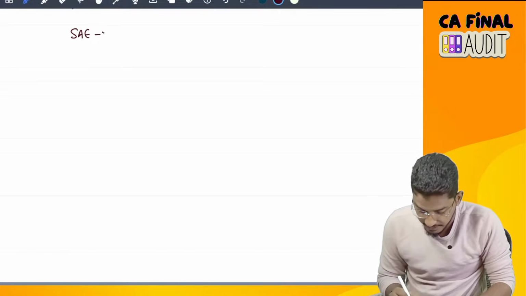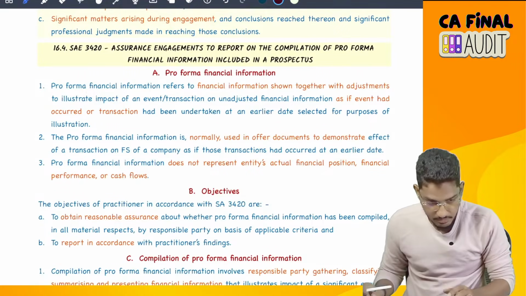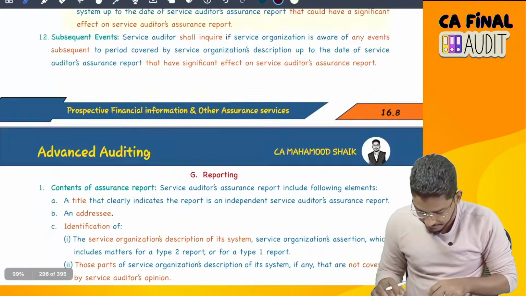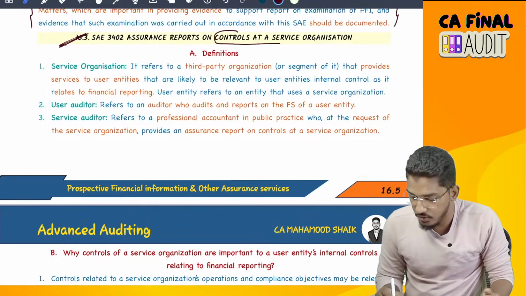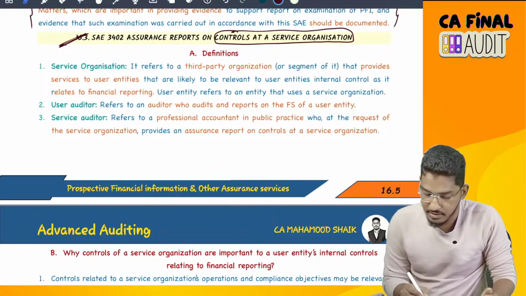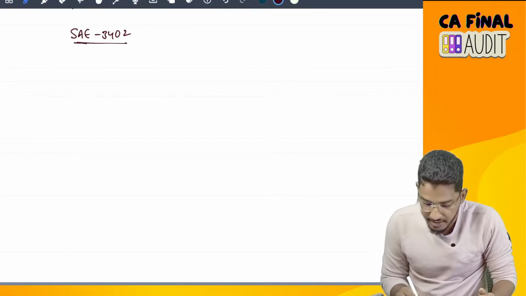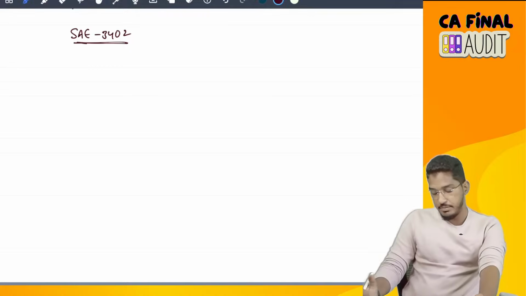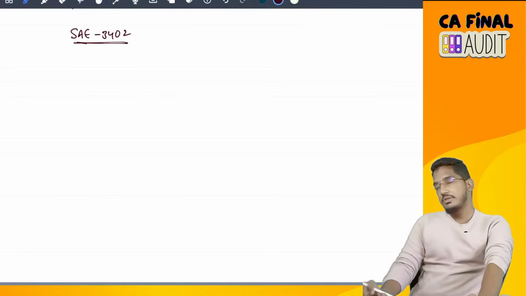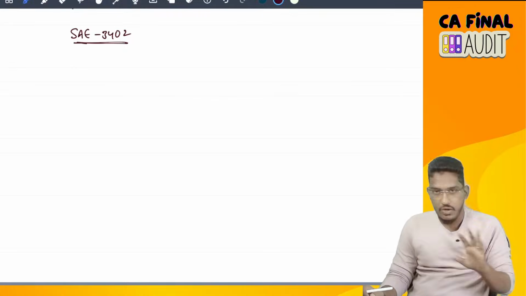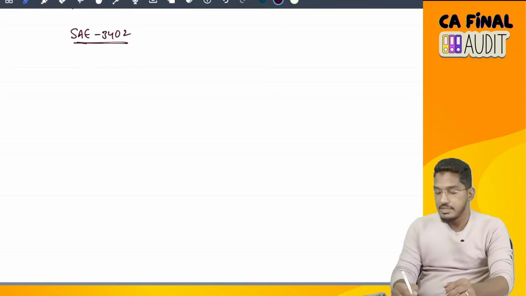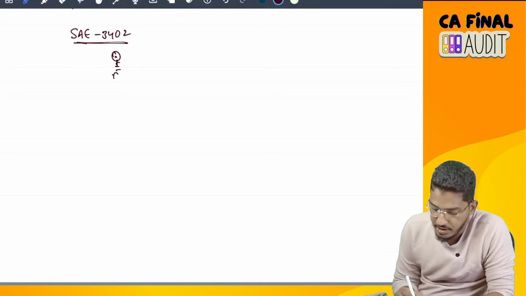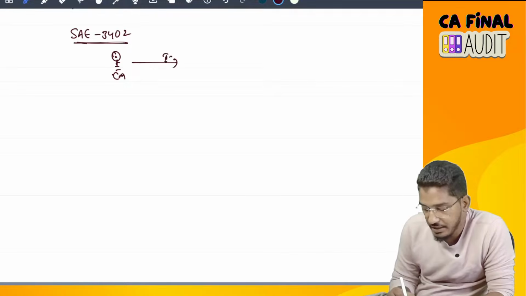So SA 3402. This is an engagement relating to assurance reports on controls at a service organization. Sometimes, as a chartered accountant in practice, you might be called upon to verify some information and give the report, and that information is not financial information at all. Ignore whether it is prospective or historical. Sometimes you might be called to verify the internal controls only and to give the report only on internal controls.